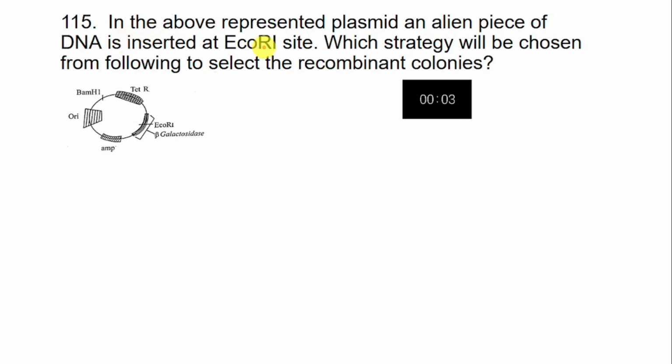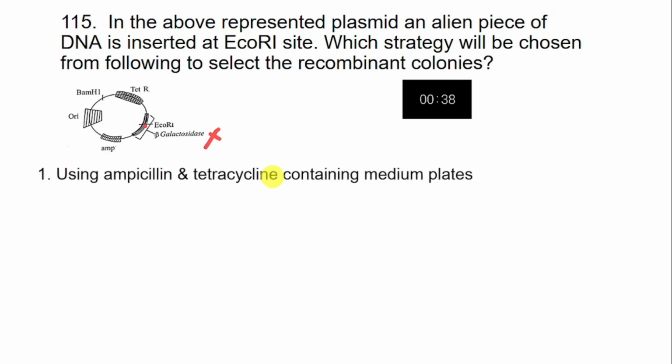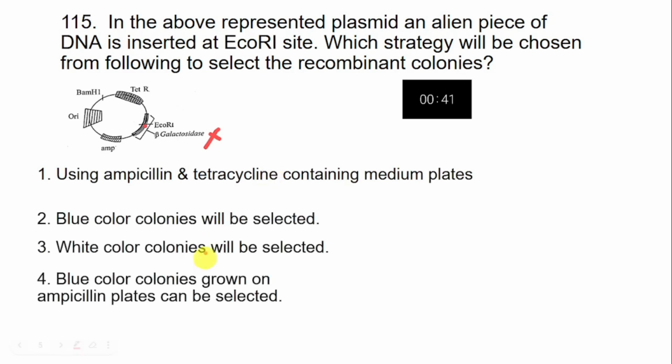In the above represented plasmid, an alien piece of DNA is inserted at EcoR1. EcoR1 is in the beta galactosidase enzyme reading frame. So definitely, if an alien piece of DNA is inserted here, it will disrupt the galactosidase enzyme. Which strategy will be chosen to select the recombinant colonies? If there is no enzyme, it cannot act on XGAL and will not produce blue color. So the colonies will remain white. The answer is that white color colonies will be selected. Option 3.